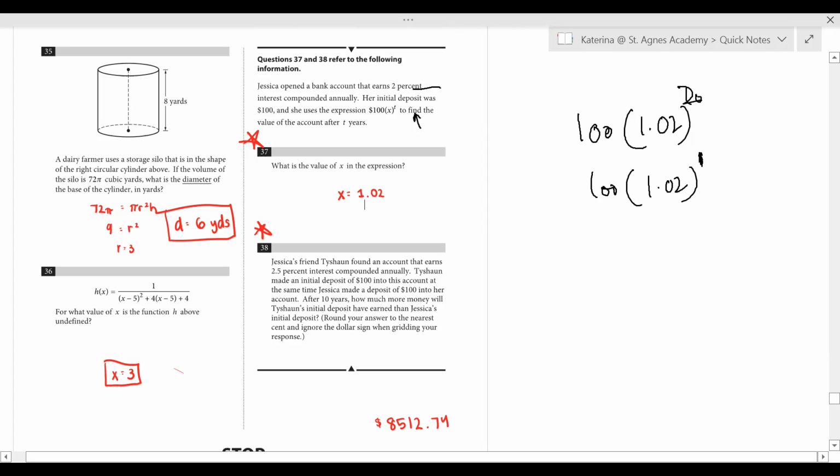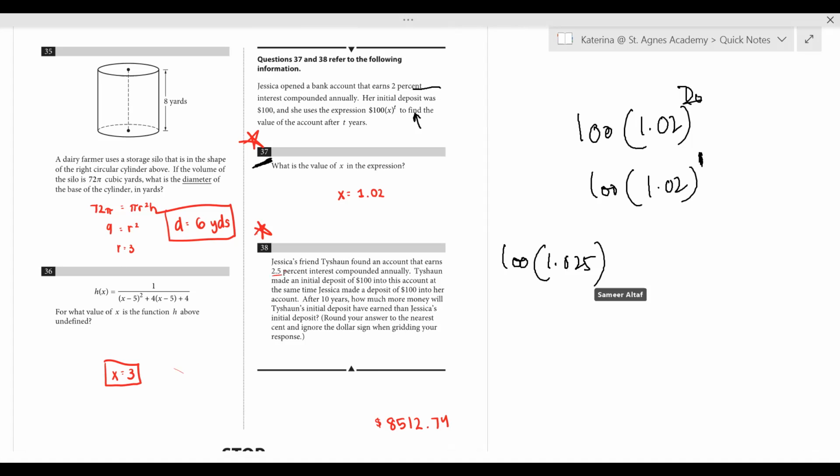Okay, 38. I think that's what messed me up, because I plugged in 0.025, but not 1.025. That is the problem. So yes.